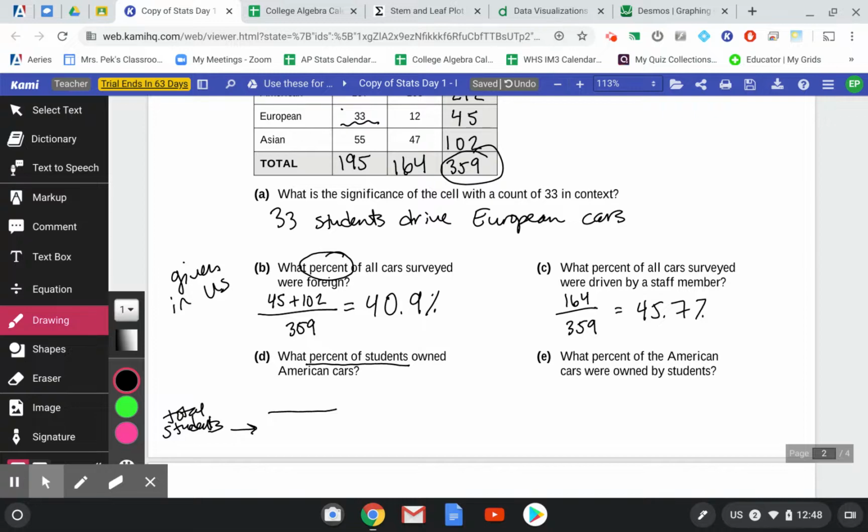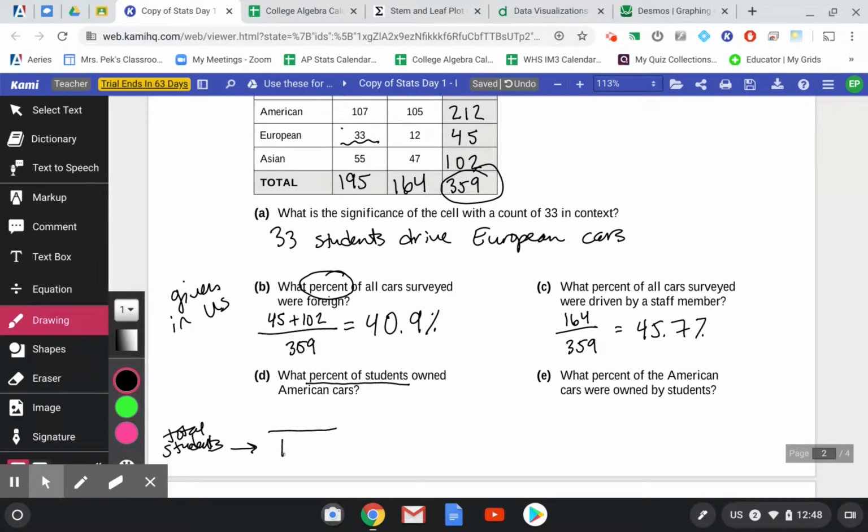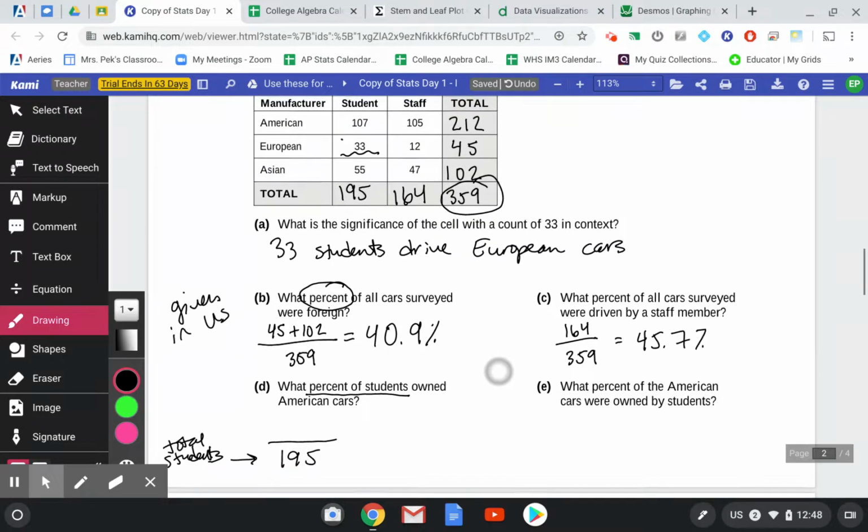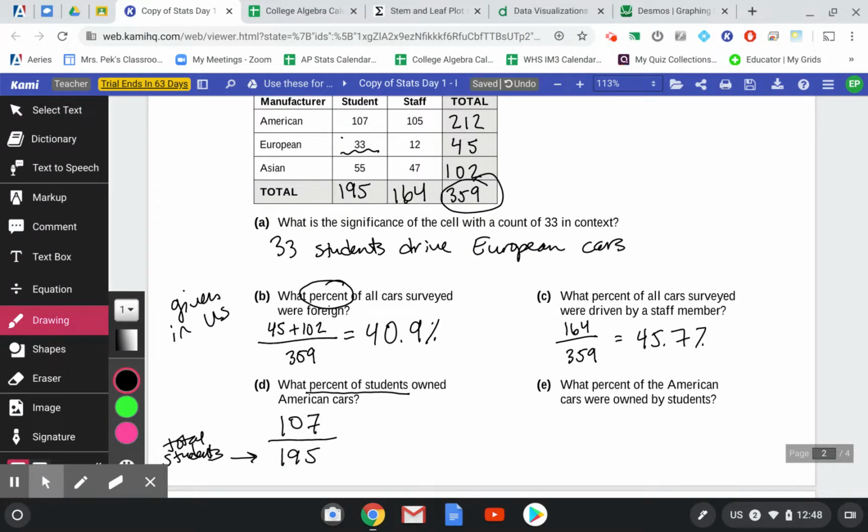Because I'm only looking at what percent of the students, my denominator is going to be 195 now. And out of those 195 students, 107 of them have American cars, which makes that 54.9%. And then what percent of the American cars?